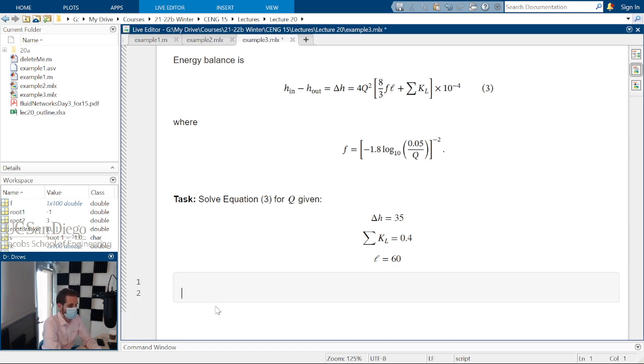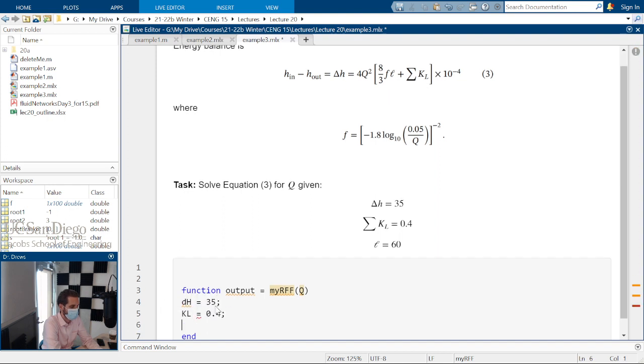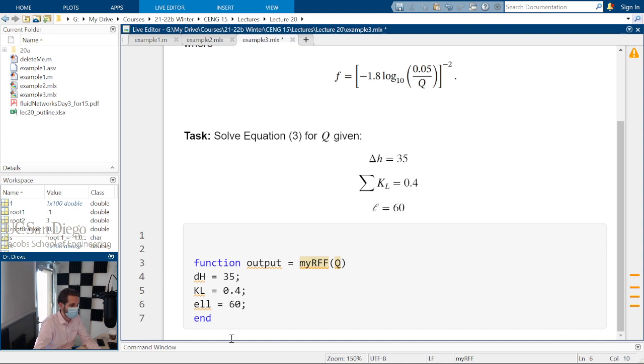So we're going to first have to write the local function, which just, again, so we don't think that variables have to be named a particular thing. I'll call this one output, and we'll call it myRFF of q. And then I'm just going to define those other parameters in here so that it's a little easier for me to write things. So I'll call the one dh for delta h. KL will be our sum of KL terms. And then the scripty looking L will be 60, which we write as scripty L.